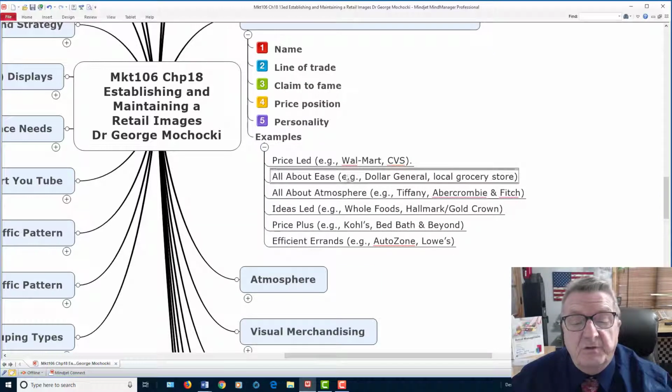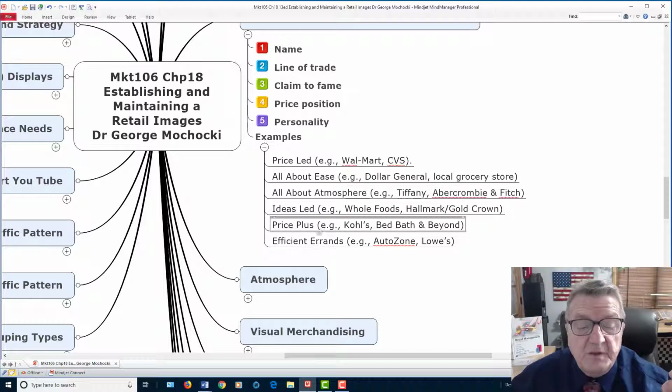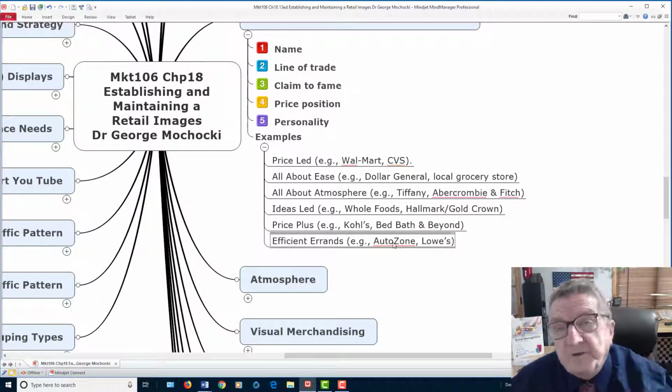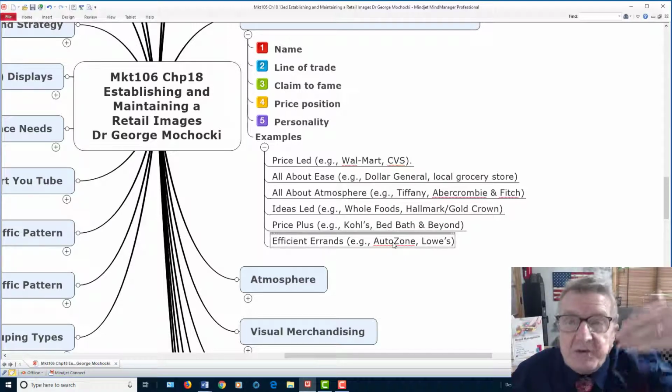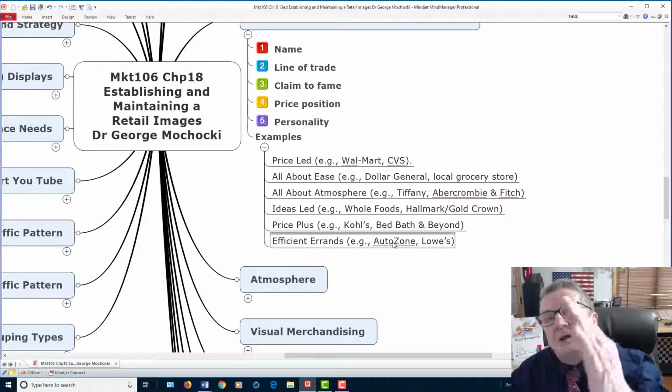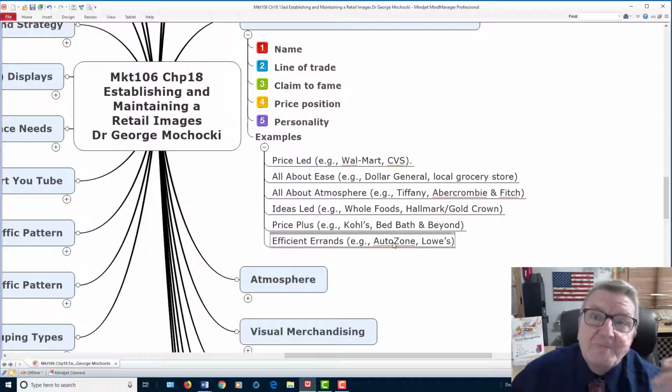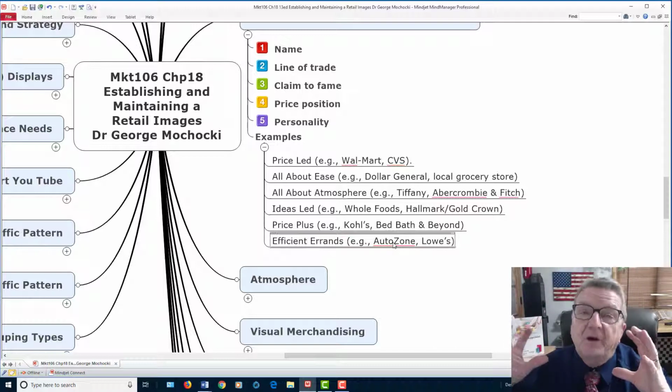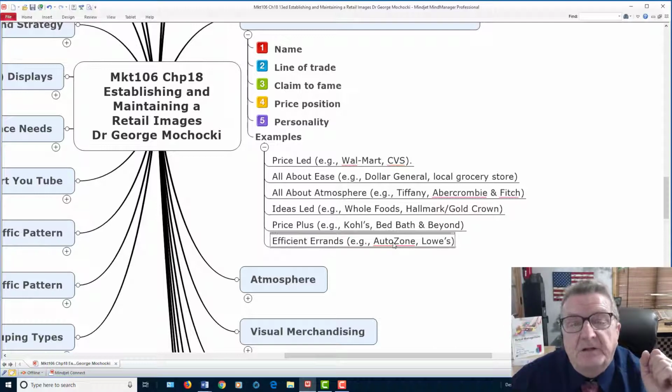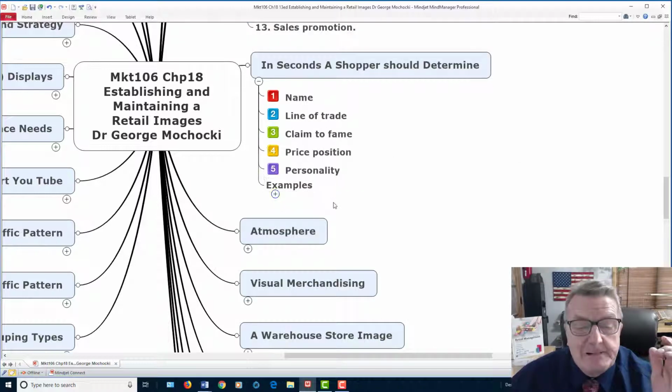Okay, and then here are some examples. Walmart is in the lowest prices. All About Ease, general stores. Atmosphere, Tiffany, and they're kind of going out of business. Ideas, Whole Foods, and they're changing because Amazon picked them up. Price Plus, Kohl's. Bed and Bath, Efficient Errands. You've got AutoZone, Lowe's is having problems. But look, companies go through a business cycle, even the large names either reinvent themselves or the economic market system will push them out of the business because they can't compete, and competitors are doing a better job than they are. All right, another class, another time.